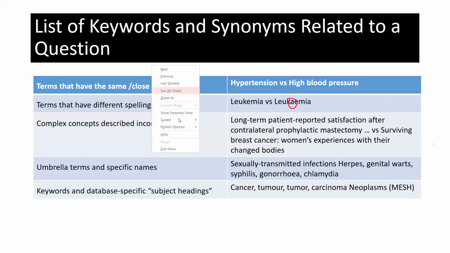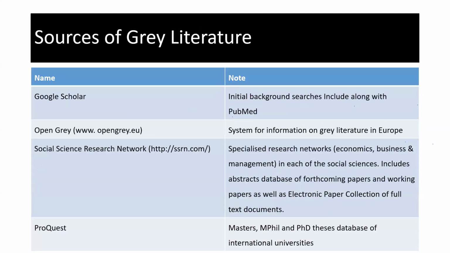Then the complex kind of concepts, long-term patient reported satisfaction, surviving breast cancer, for instance, and so on. Then umbrella terms and specific names. Then you have the keywords, like tumor. Cancer can also be known as tumor, also known as carcinoma. It's also known as neoplasm, which is a medical subject heading, very typical as medical jargon.